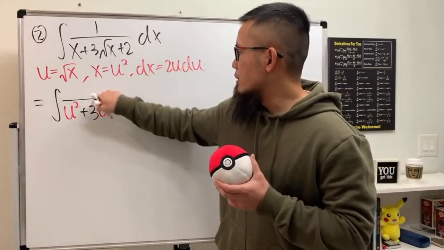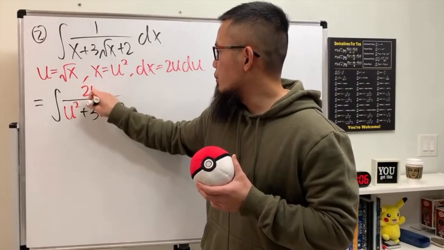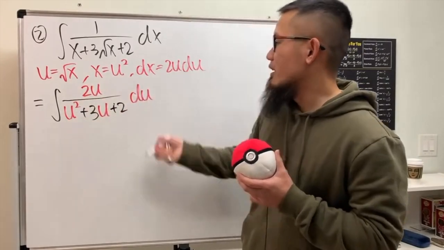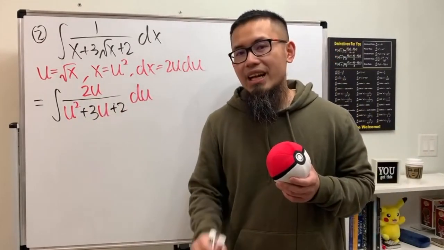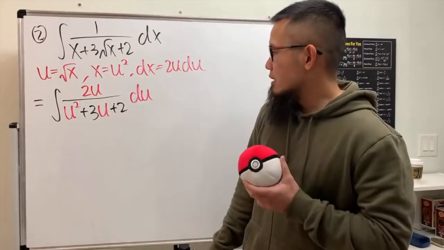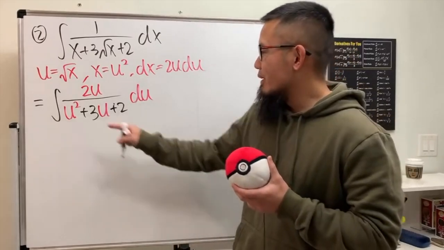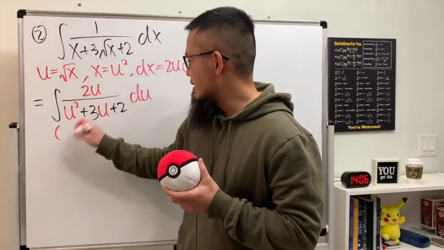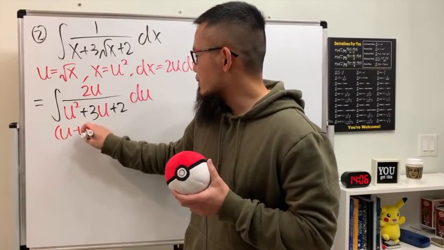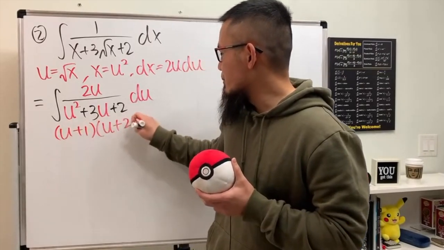So allow me to put this down right here. We have the 2u here, and then the du here. And that is very nice. Now we can do the partial fraction. Because I don't think there's any way to avoid partial fractions for this. To do so, I'm going to factor the bottom, and this right here is pretty nice. It's just u plus 1 times u plus 2.